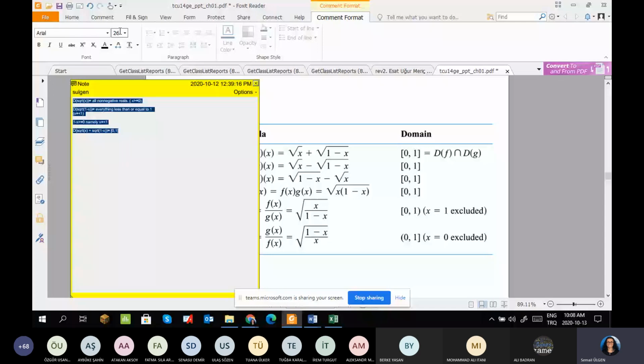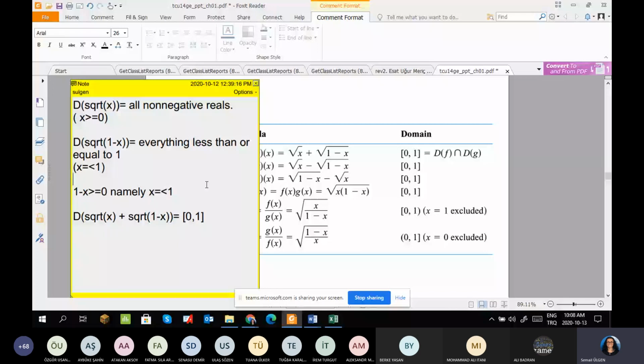We know from last week, the domain of square root of x are all non-negative reals. x is greater or equal to 0. We know that from last week. And then square root of 1 minus x has the domain everything less than or equal to 1. Why is that? Because inside the function, 1 minus x has to be greater or equal to 0, which is the same as x is less than or equal to 1. So for these two different functions, we have different domains.